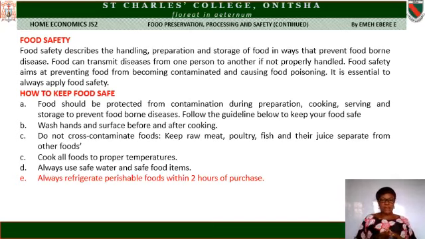Number 2, do not cross-contaminate foods. Keep raw meat, poultry, fish, and their juice separate from others. You don't have to cross-contaminate them when you want to preserve them in your refrigerator. Make sure you separate them. If you must put all this into the refrigerator at the same time, separate them so that their juice will not contaminate the other.